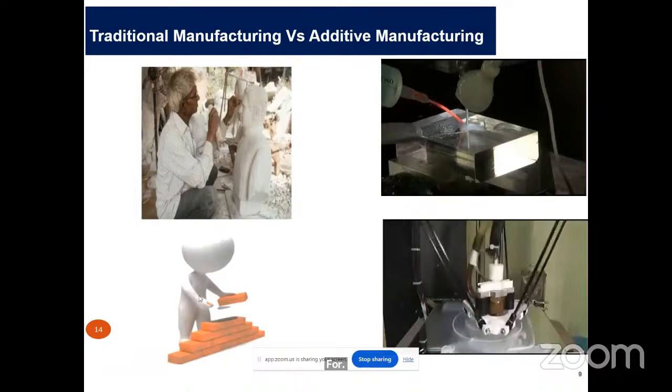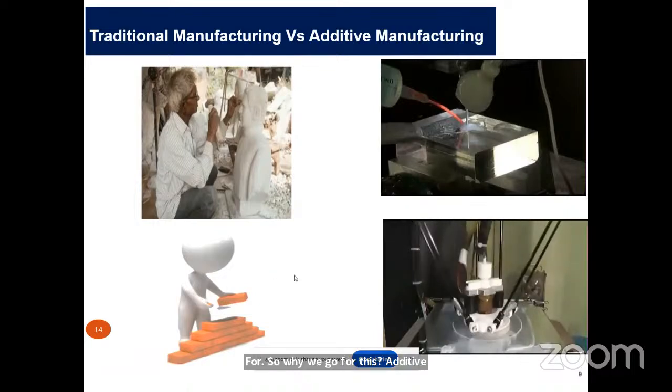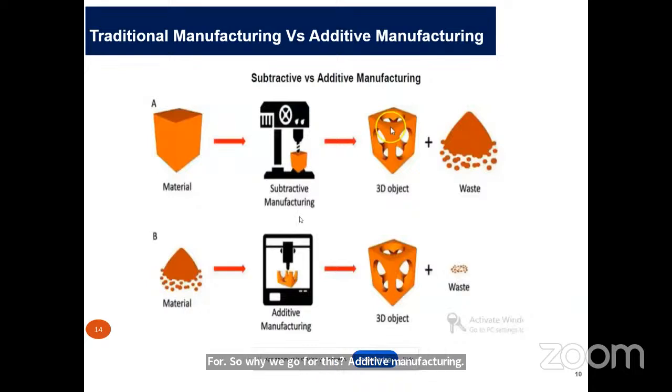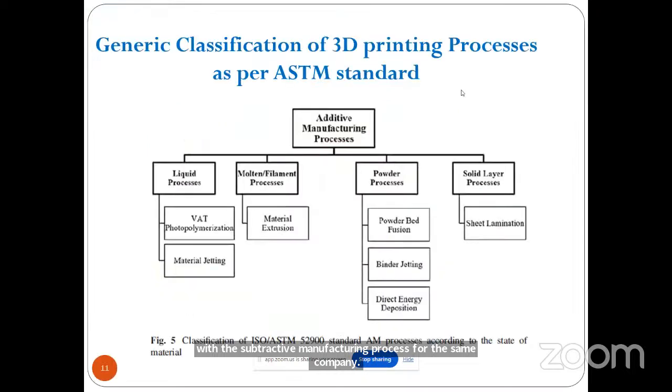So why do we go for additive manufacturing? It is the next slide. Now in the first row, we can see how much material is required for making this three-dimensional object, and the wastage is this much quantity in subtractive manufacturing. Now we go with additive manufacturing. We can see the raw material provided is a smaller amount, and the wastage is very small compared with the subtractive manufacturing process for the same component. This is the very good advantage we have in 3D printing.